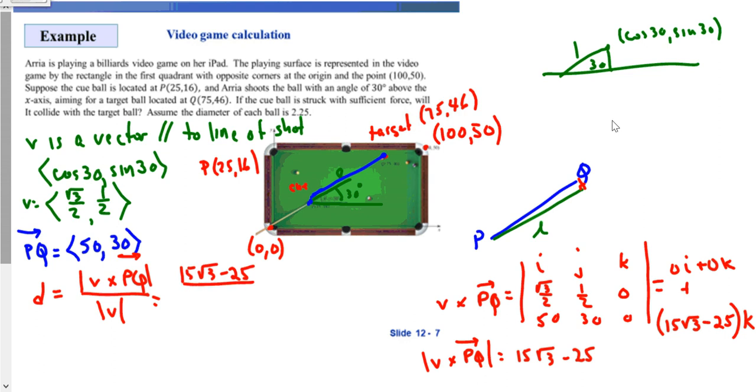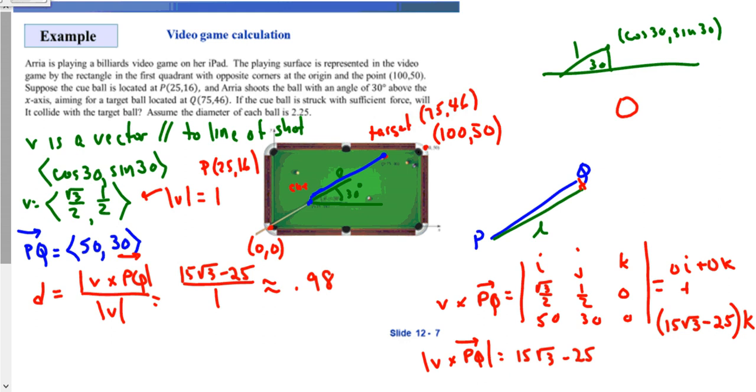Now the magnitude of v: we chose v, so if you just find the magnitude of this, it's just going to equal 1 since we assumed it was on the unit circle. So this distance is approximately 0.98. Now we're trying to get our cue ball to hit that target ball. It's okay if there's a distance from Q down to the line of her shot. What we want is for it to be close enough so that the two balls collide.